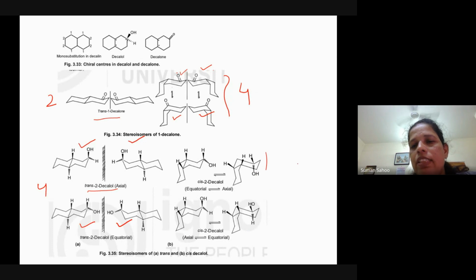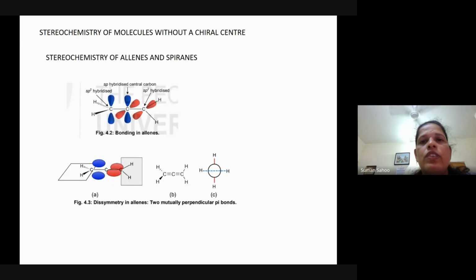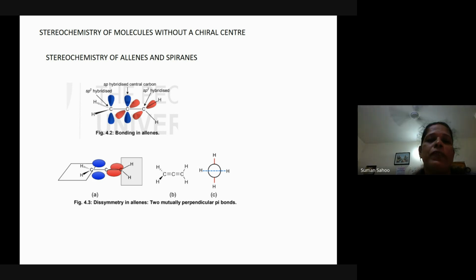Again, they would have different mirror images. Okay. So next, your last unit, that is your stereochemistry of molecules without a chiral center. Up to now, we have just discussed that when we have a chiral center, that is a carbon containing 4 different groups, we have optical activity. But there are some molecules where you do not have any chiral center, but still they are optically active.